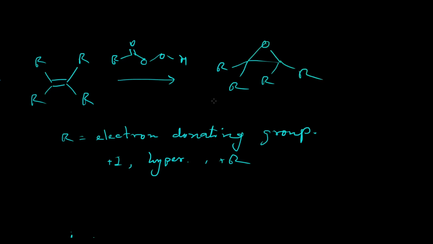So what is the reason for that? It basically raises the energy level of the HOMO of this alkene, and this makes the interaction between the HOMO and the LUMO of this peracid quite efficient, and thereby accelerates the overall reaction by minimizing the activation energy for this pathway.